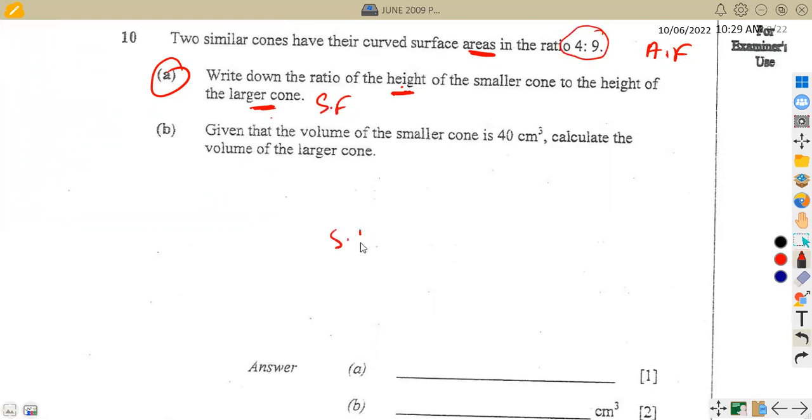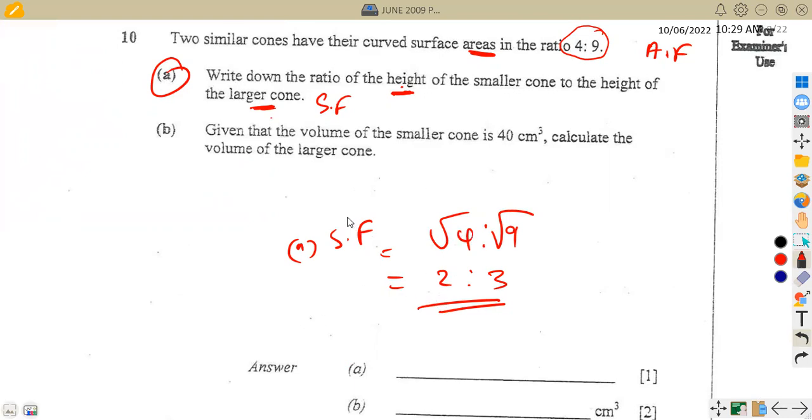I think this one, guys, we are now used to it. Told you scale factor, you simply have to introduce the square root. So it's square root of 4, is to the square root of what? 9. Square root of 4, which is 2, is to the square root of 9, which is 3. So that is the scale factor, which is the ratio of sides.